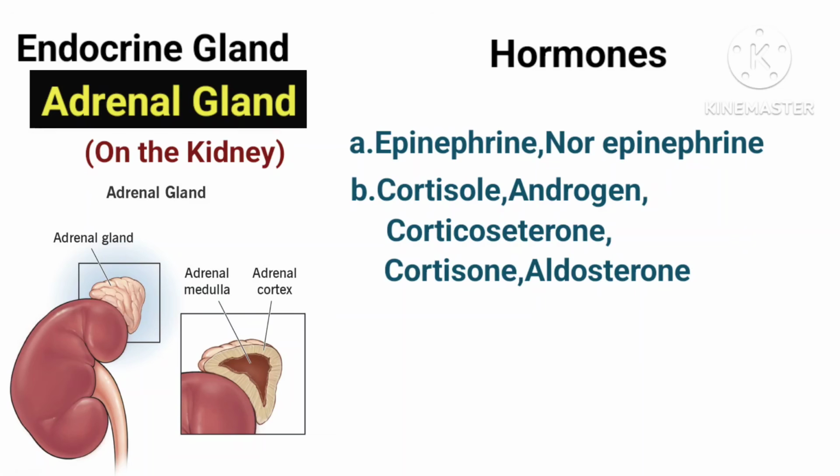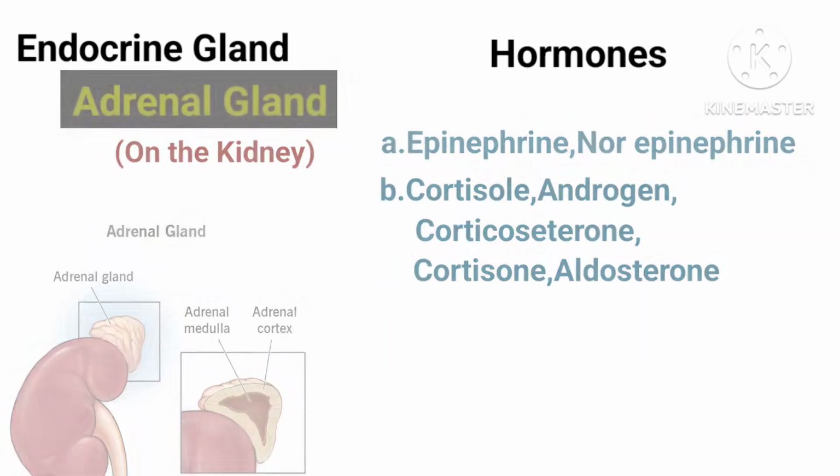From the adrenal cortex, the hormone secreted is cortisol, which regulates blood sugar metabolism and acts as an anti-inflammatory. Aldosterone regulates the salt and water balance, which helps maintain blood pressure. Androgen is a precursor to sex hormones like testosterone and estrogen. And from the adrenal medulla, epinephrine or adrenaline and norepinephrine or noradrenaline trigger the fight or flight response, increasing the heart rate and blood pressure.